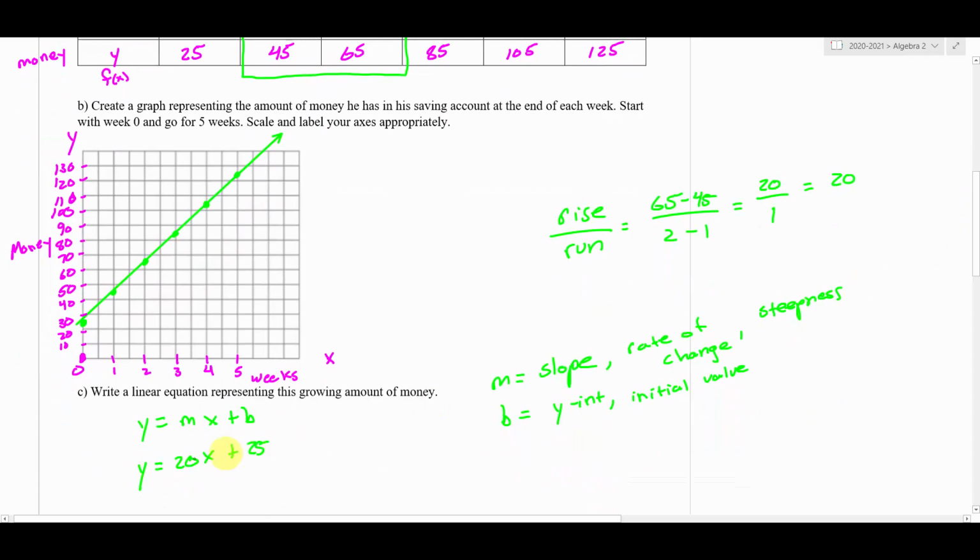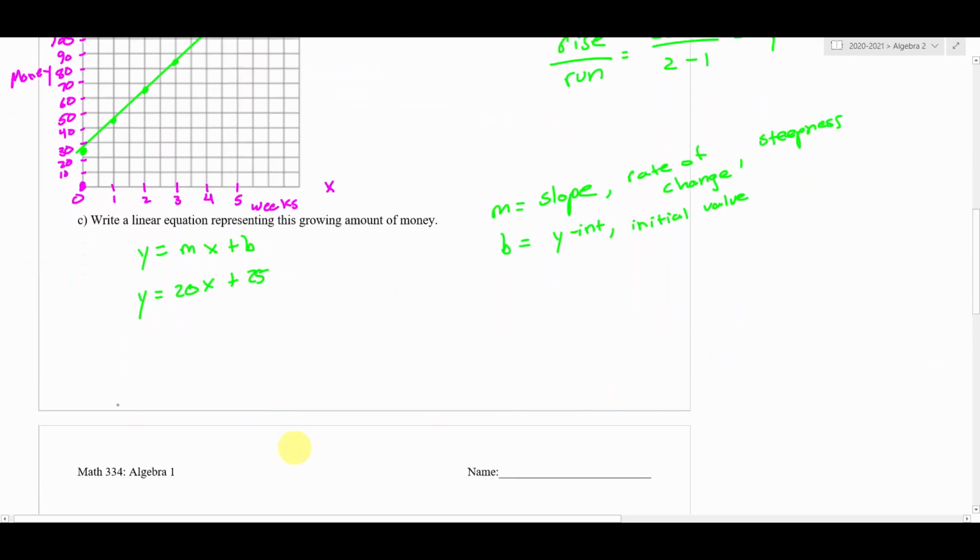And that actually completes our equation. That is our equation that represents the growing amount of money that he has in his account. And I just want to quickly note that another way we could write this, instead of saying y, we could say f of x equals 20x plus 25. Right? So if you were to give me the number of weeks that he worked, I could calculate how much money he has in his account.